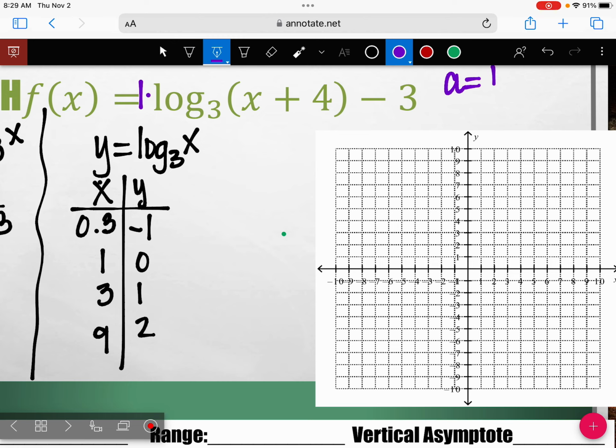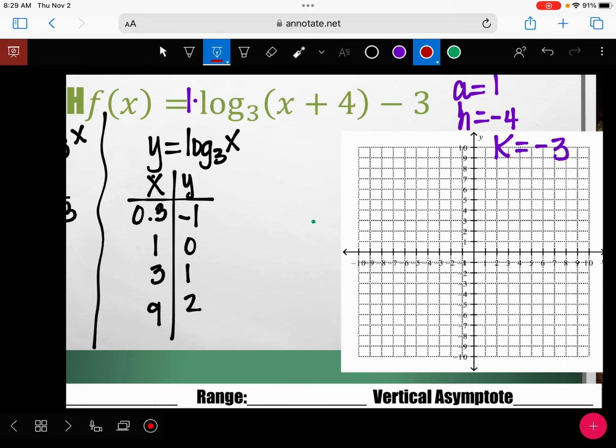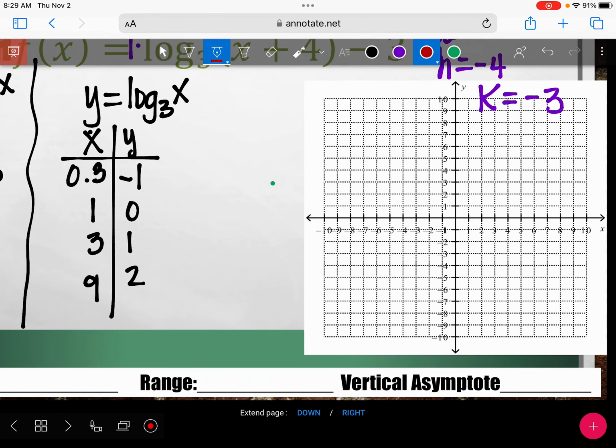So A is 1. What would H be? Negative 4. And what is K? Negative 3. So let's draw in our vertical asymptote. For this one, our vertical asymptote is at x equals h. H is negative 4. So go ahead, pick up your highlighters. Drawing your asymptote at x equals negative 4.